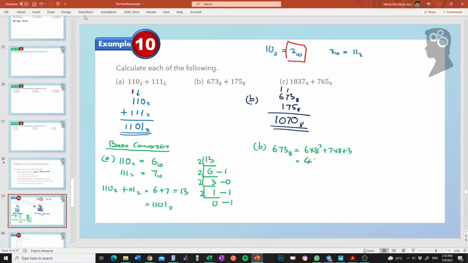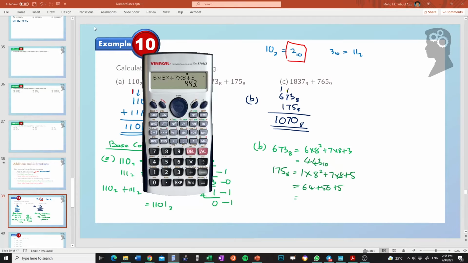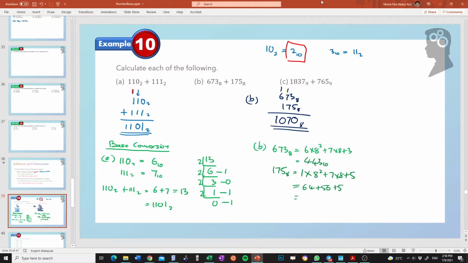443 base 10. Then you take 175 base 8 and convert it to base 10 again. So that is 1 times 8 squared plus 7 times 8 plus 5. That is equal to 64 plus 56 plus 5, which is 125. 125 base 10.